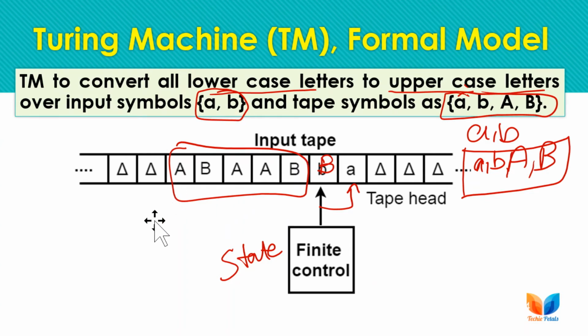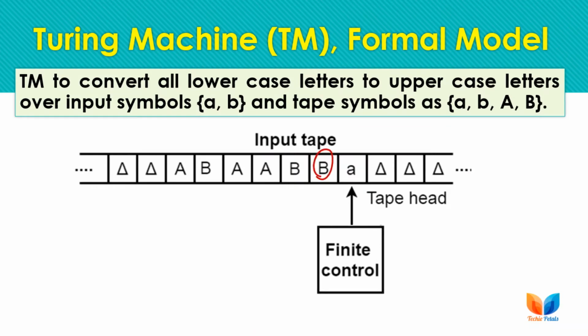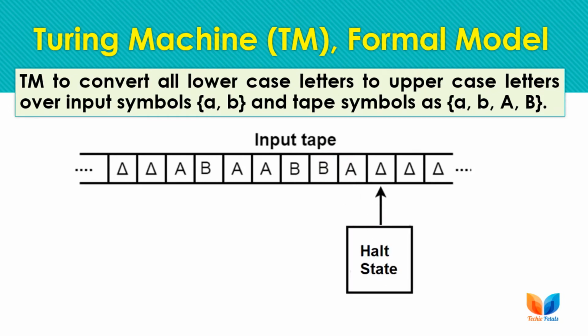So here we just need one move from left to right or right to left to convert the complete string to the output symbols. We have just converted this lowercase b to capital B, and now we change the state to read the next symbol, which we will convert to capital A. So the next state will be this; we have converted this to capital B. Now the finite control is pointing to the next symbol, A, and we have to convert this to capital A.